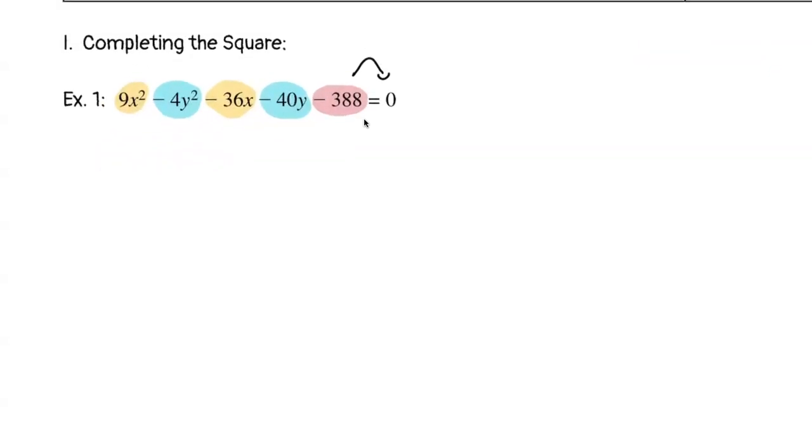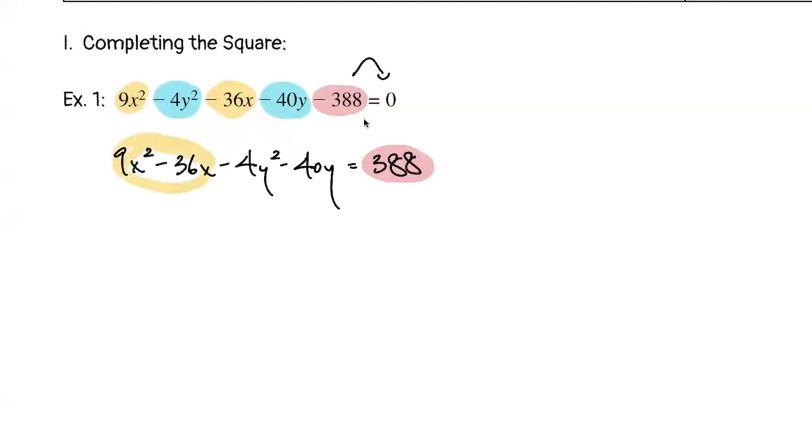All right, so let's clump our like terms. We get 9x squared minus 36x minus 4y squared minus 40y equals 388. All we've done is rewrite our terms so that the ones that share the same variable are next to each other.